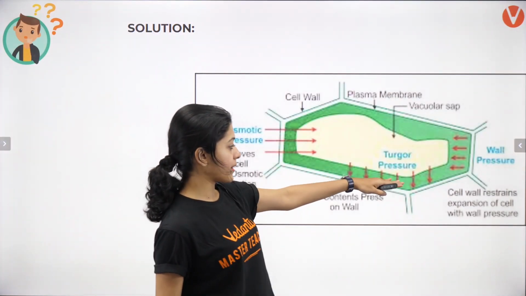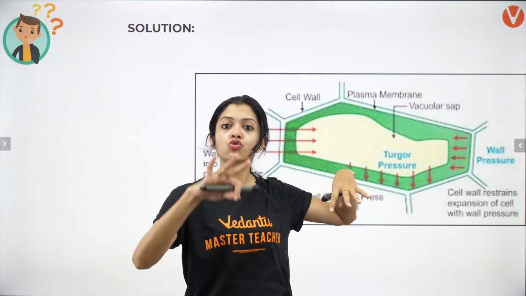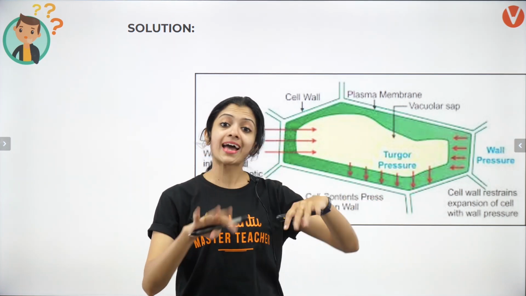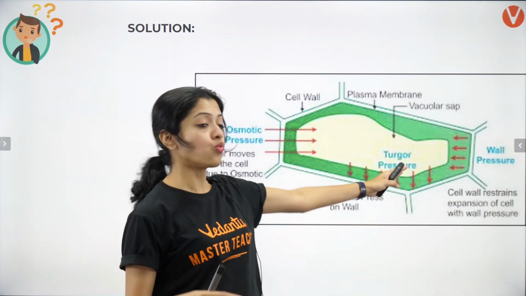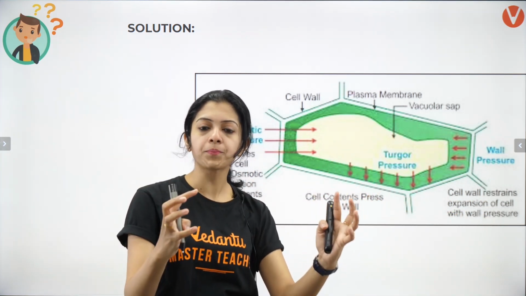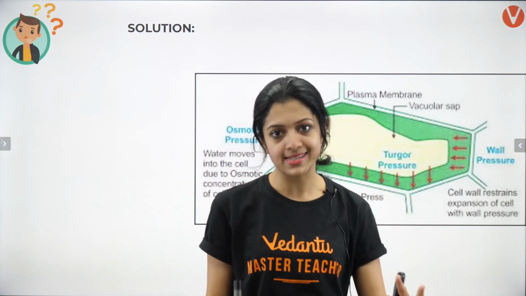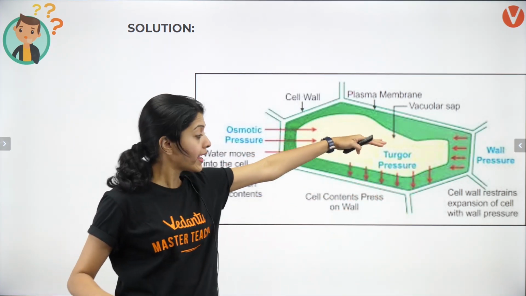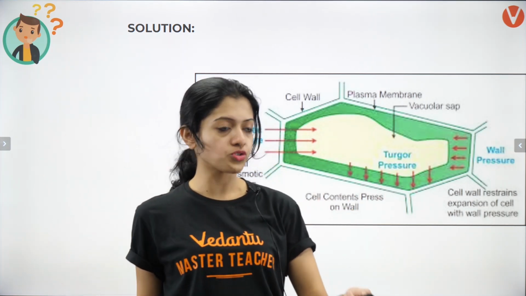Look at that. Turgor pressure is the pressure exerted by the cell contents over the cell wall. When that exceeds wall pressure, obviously it breaks open, right? When wall pressure is more, it wouldn't burst out. It would rather exert the force into the cell, right? So bursting would happen when the inner force is much higher than the outer force.